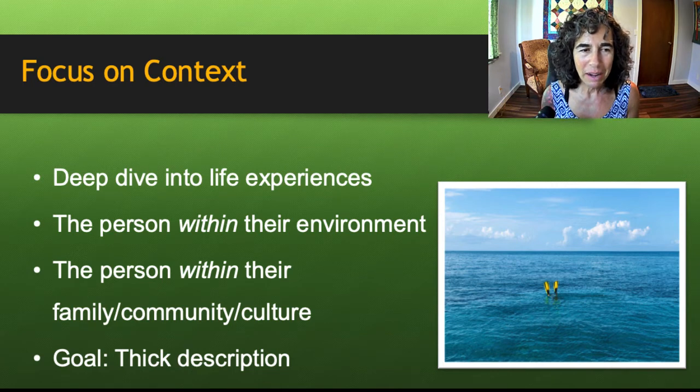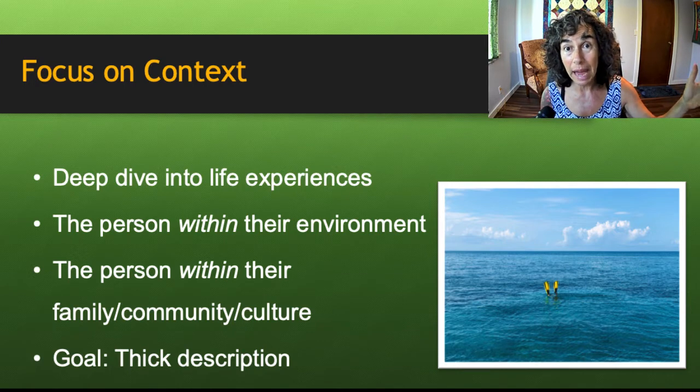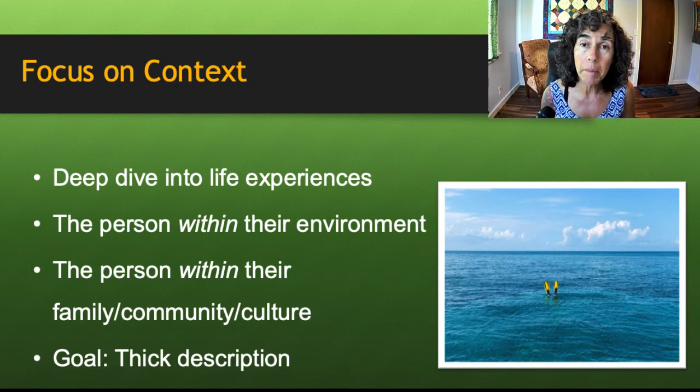So, wow. Another diving analogy. We deep dive into experiences. We look at the person within their environment instead of plucking them out and sticking them in a lab, right? And the benefits of a lab are many. We can control for variables that we don't want to measure that might confound or muddy our research. But in qualitative research, we want to look at the person within their environment and within their family, community, and culture. Goal, again, thick description.